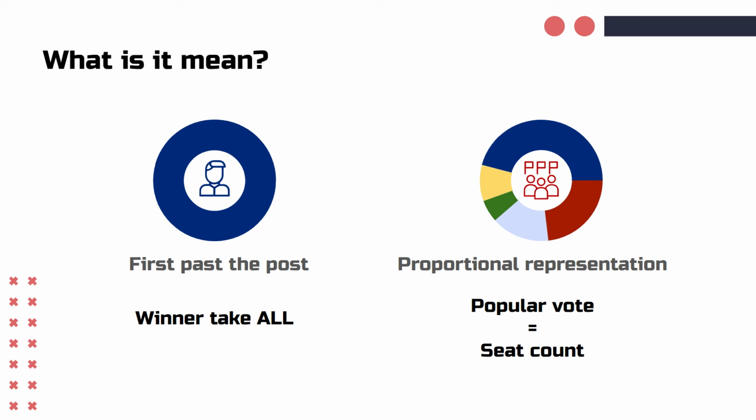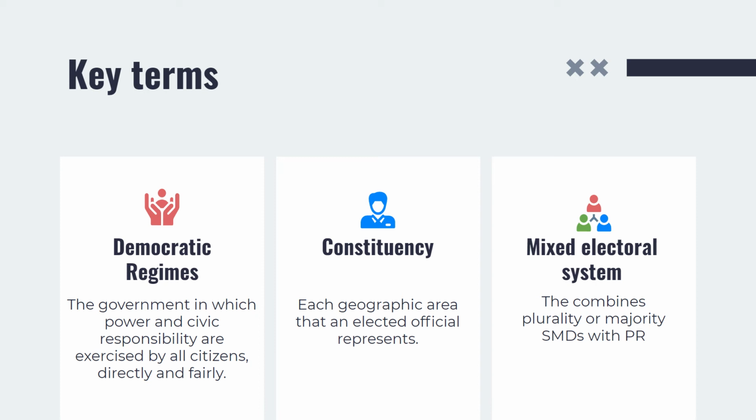In short, the number of votes a party receives has a certain effect on the number of seats in the legislature. Before I start, let's check 3 key terms. First, democratic regime. Democracy allows the people to have power and exercise their right on their own. So, democratic government is one in which power and civic responsibility are exercised by all citizens directly and fairly. Second, constituency. Constituency is each geographic area that an elected official represents.